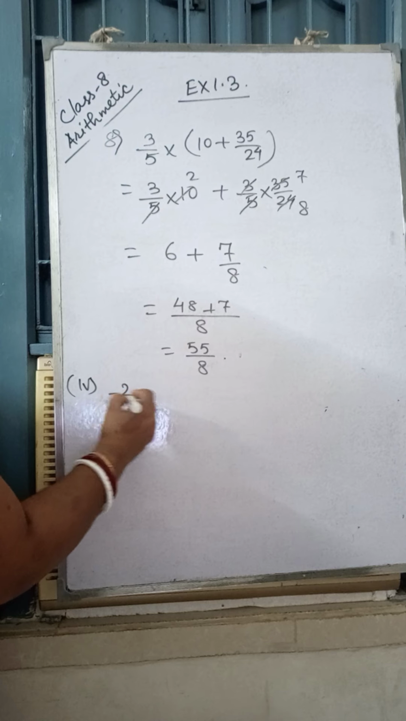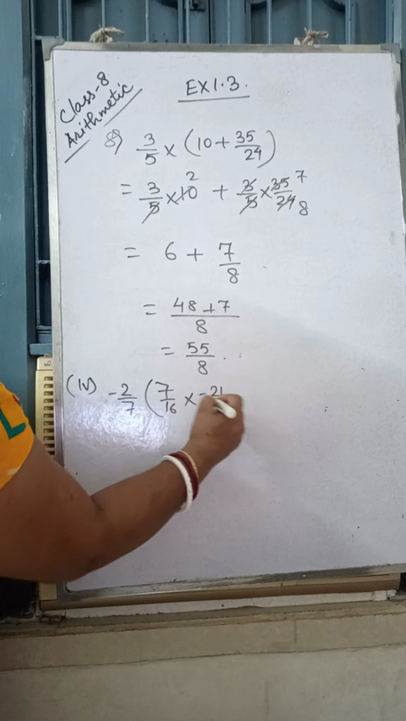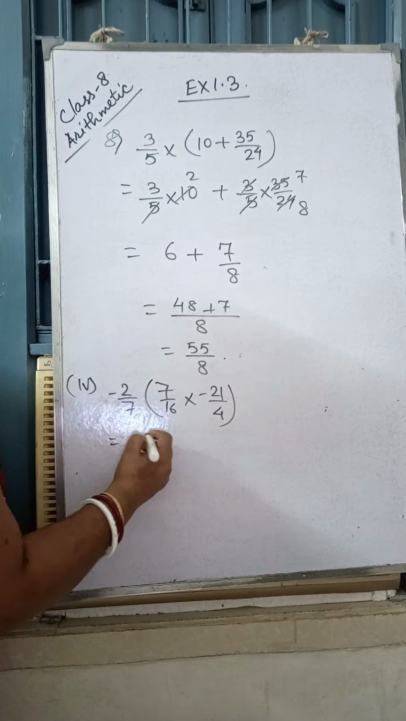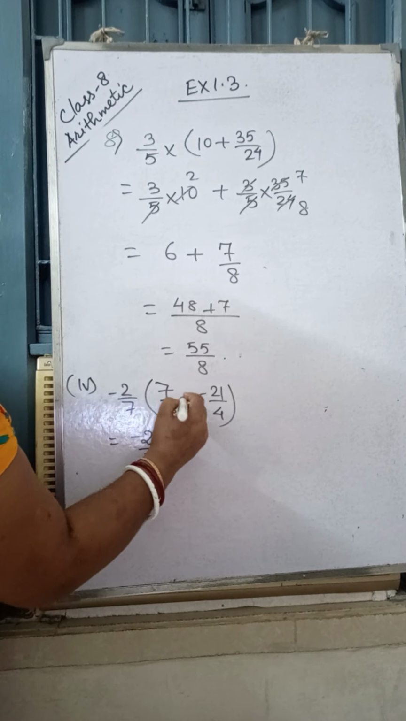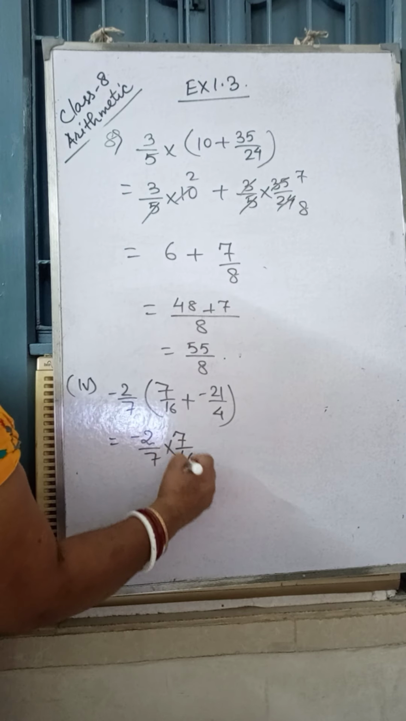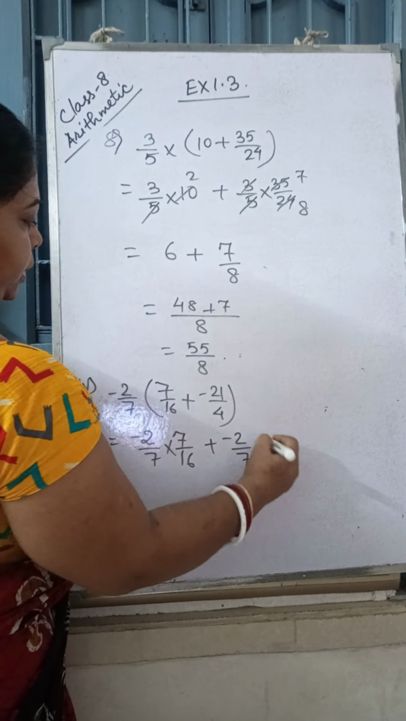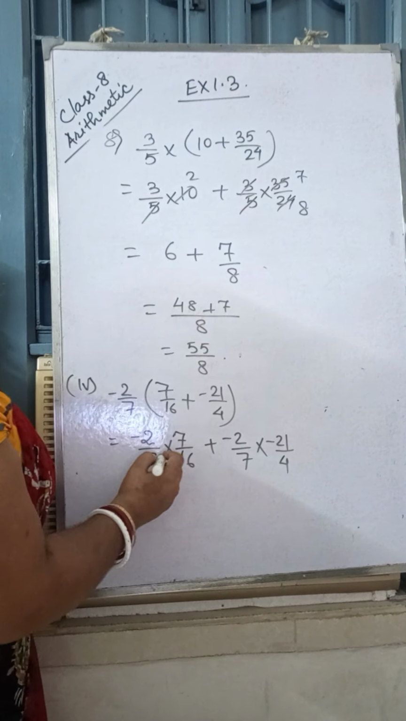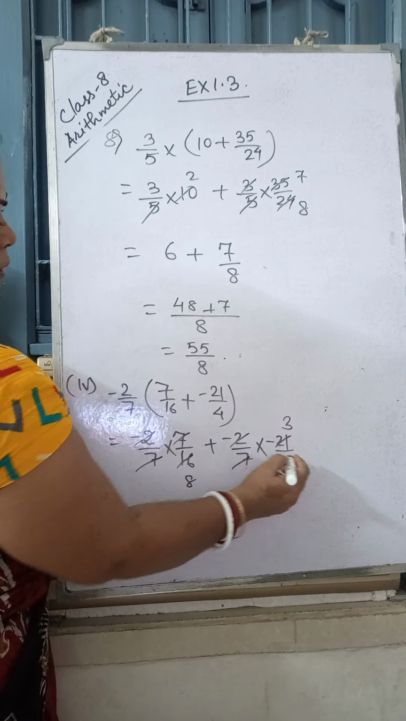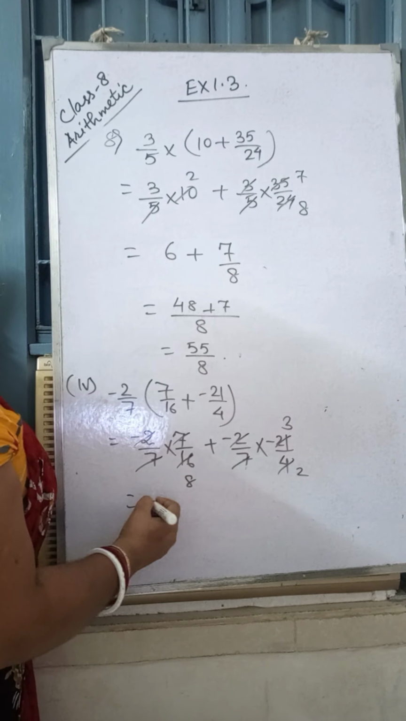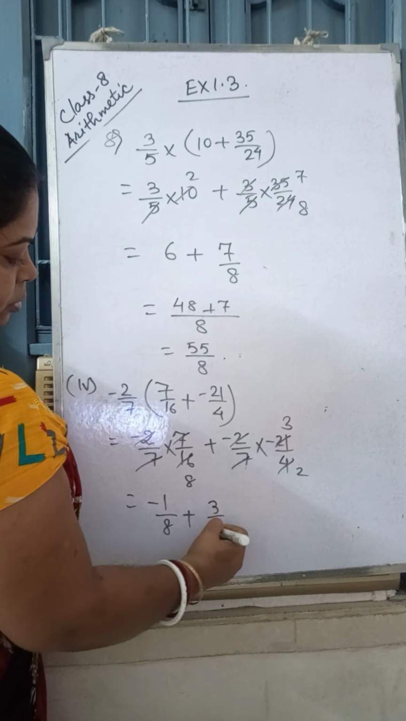It is given minus 2 by 7 into (7 by 16 plus minus 21 by 4). So we'll write it in distributive form: minus 2 by 7 into 7 by 16, plus minus 2 by 7 into minus 21 by 4. 7 is cancelled. 2 8s are 16. 2 2s are 4. Or we get minus 1 by 8 plus 3 by 2.